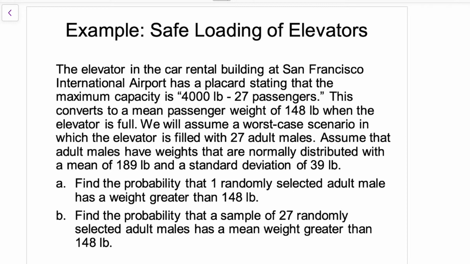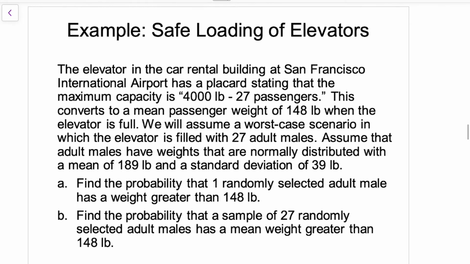What we get to assume is that adult males are normally distributed with a mean weight of, I'm sorry, 189 pounds, and a standard deviation of 39 pounds. What that tells us is the mean of our original distribution is 189, and the standard deviation of our original distribution is 39.